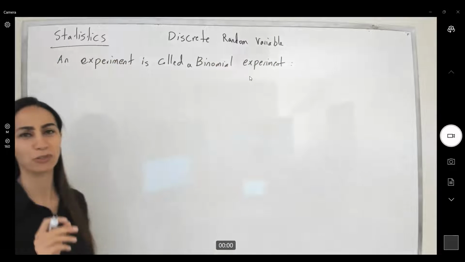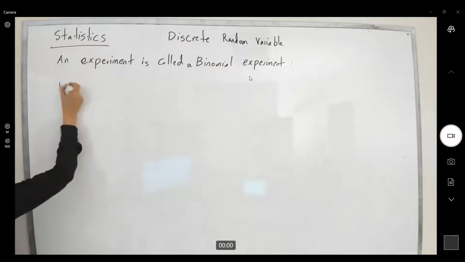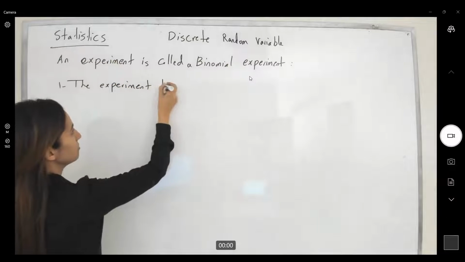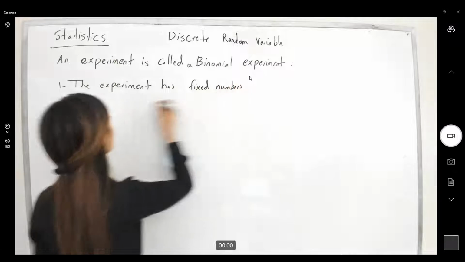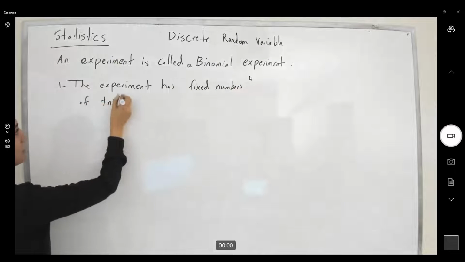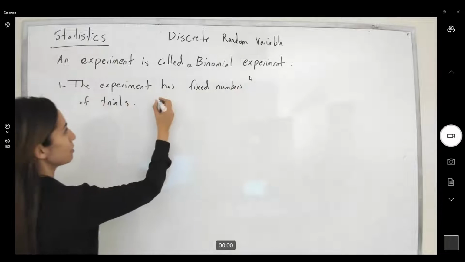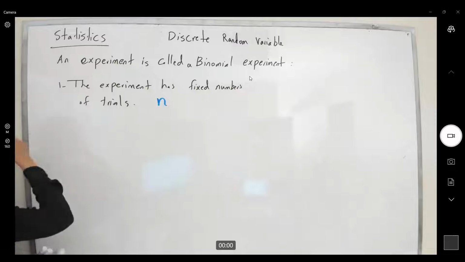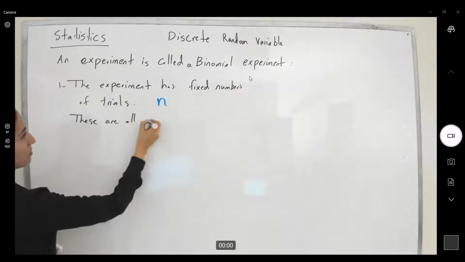It satisfies these important conditions. The very first one is the experiment has a fixed number of times. Let us call it n. So we have n as a fixed number of times. Then we learned that these are all independent from each other.